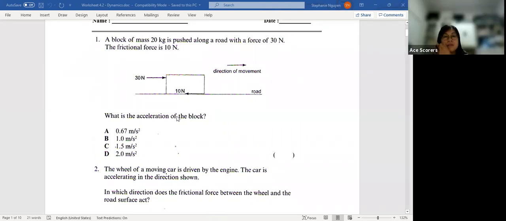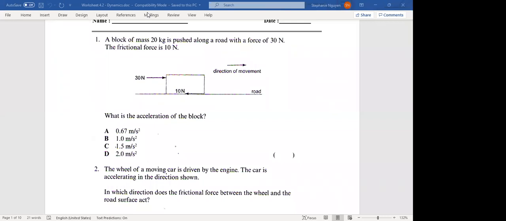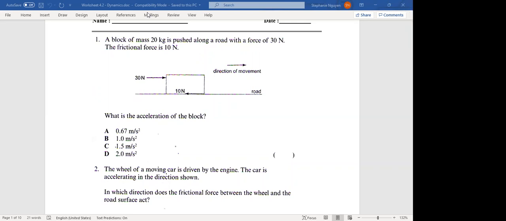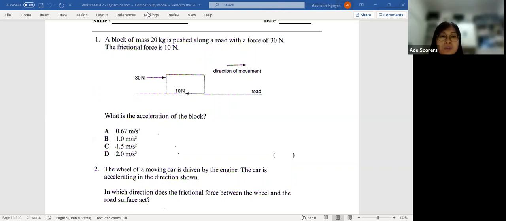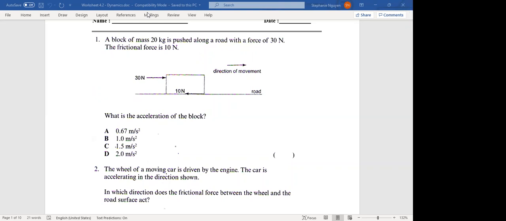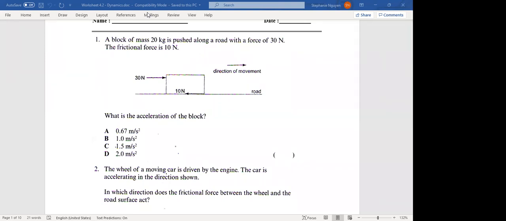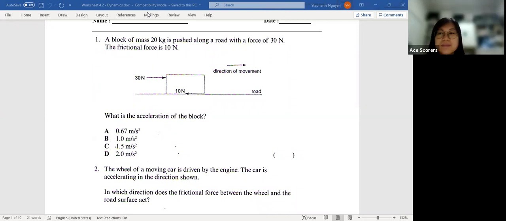When you're done, just let me know. So just try the MCQ question 1 and 3. You don't have to do 2. Question 1 and 3, right?